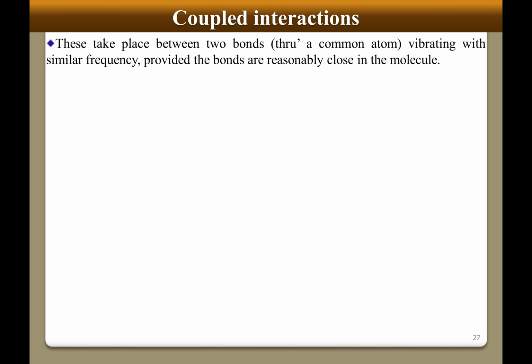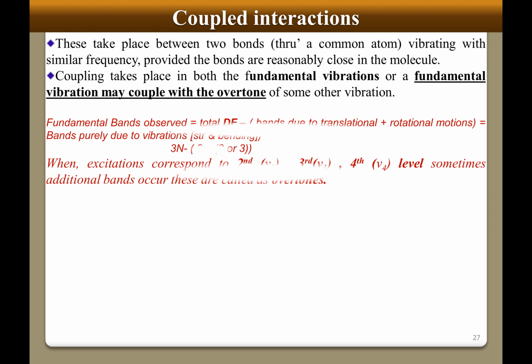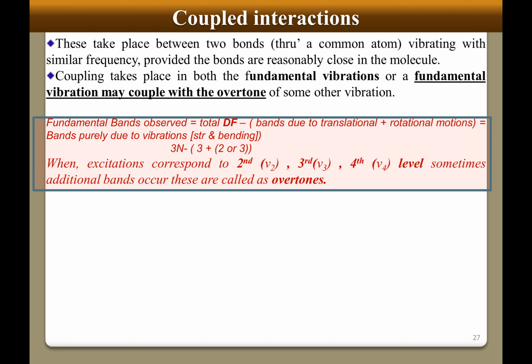When these bonds come nearly close in the molecule, coupling takes place, when both fundamental vibrations, or a fundamental vibration, may couple with the overtone of some other vibration. We saw what are fundamental and what are overtones. So the latter, that is fundamental vibrations when coupled with overtone, this phenomenon is called Fermi resonance.